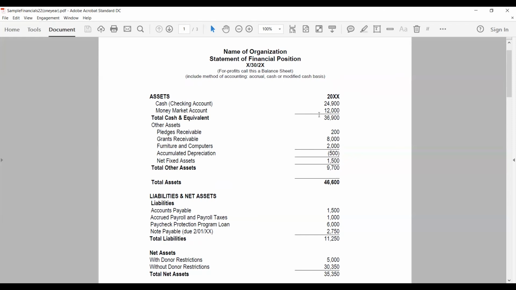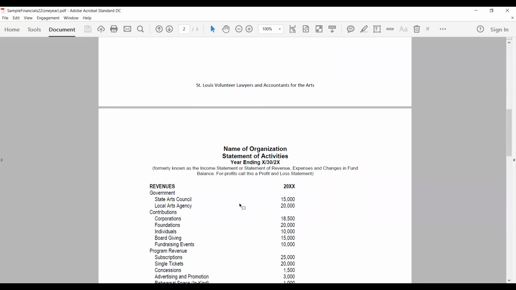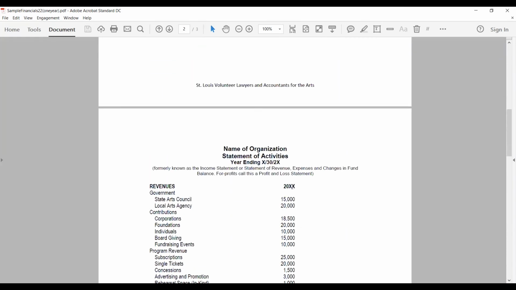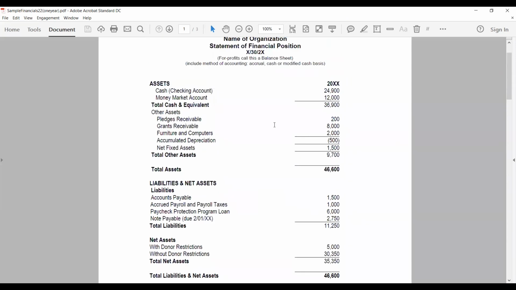Do we have any firm commitments from any of our funders that we have already included within our revenue on our statement of activities? We want to put the receivable side of that. So if we don't have the cash yet, but we expect it in the future and we've already included it within our revenue, we want to capture that in one of these pledges receivable, grants receivable line items.